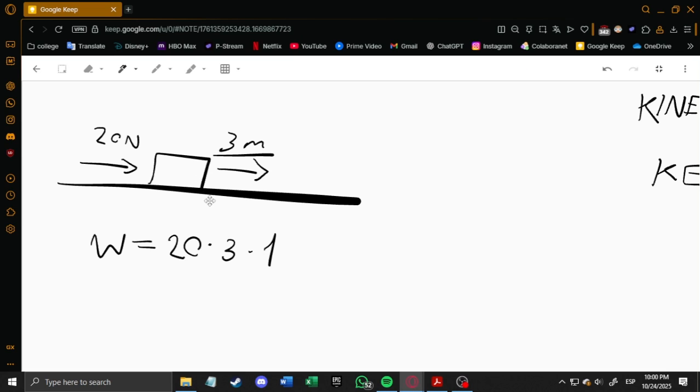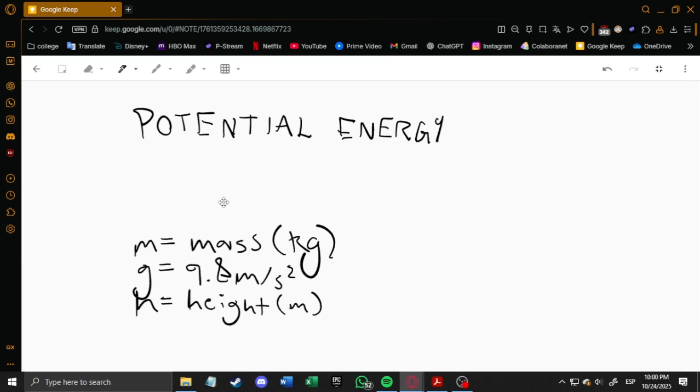Okay, so now we have energy. Energy is simply the ability to do work. There are many types of energy, but the two main ones we'll focus on are potential energy and kinetic energy. First of all, potential energy is stored energy because of position or height.